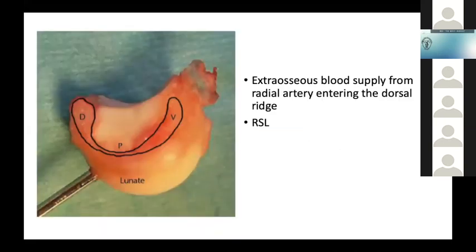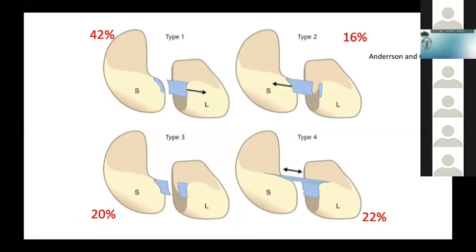It has extraosseous blood supply from the radial artery entering the dorsal ridge, as well as some blood supply from the radioscapholunate ligament. So this is a pattern of injury which is commonly seen. The most common type is avulsion from the scaphoid, that is 42%. Type 2 is 16%, that is from the lunate. The mid-substance tear is approximately 20%, and a stretching or laxity of these ligaments is almost 22%.